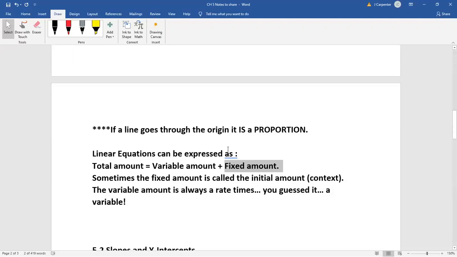So the total is just a variable amount plus a fixed amount. You just add those two things. It's your rent, which is your fixed amount, plus your electric and water bills, which are variable. Just say they're balled up into one thing.